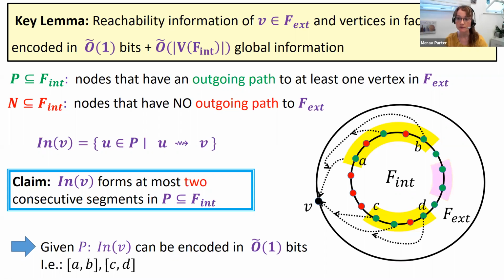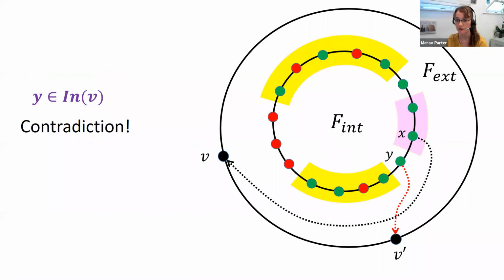Okay, so to prove that, I just need to exclude the option that maybe there is a third segment. So let's see why a third segment cannot exist. Assume that we actually have a third segment. That means that we have here a vertex Y that, by the assumption, because it is a green node, has an outgoing path to at least one node, say V prime, on the external face, but not to V, because if it had an outgoing path to V, we wouldn't have included it in the yellow region. And we have this X node that actually has an outgoing path to V.